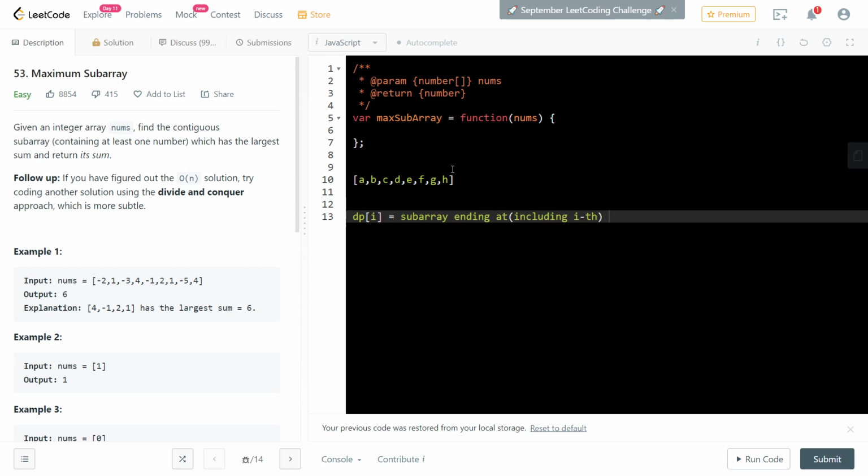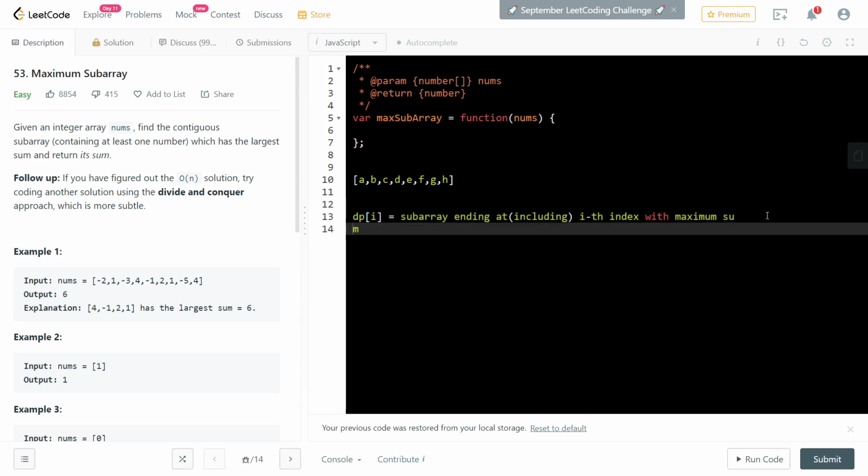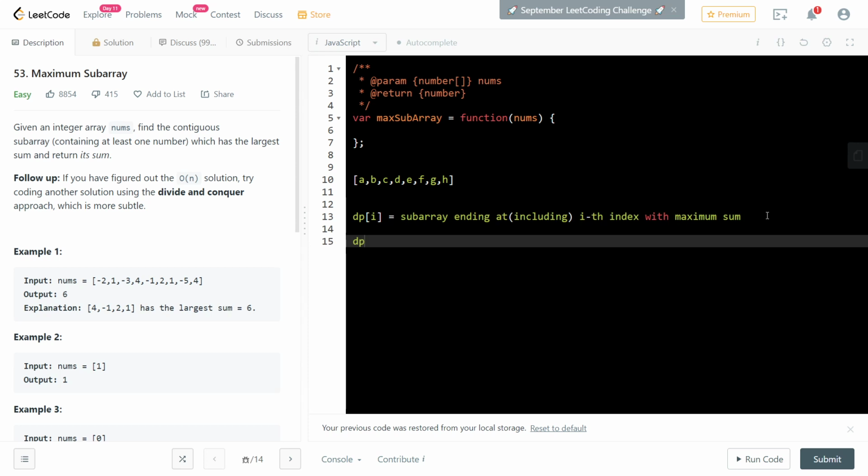So DP[i] is the subarray ending at, including, the ith index with maximum sum. It is the subarray which ends at the ith index and has the maximum sum of all the subarrays ending at the ith index, right? So I know this DP, suppose, and then I need to figure out DP[i+1]. That's how we form the DP here. So we will figure out how we can come up with DP[i].